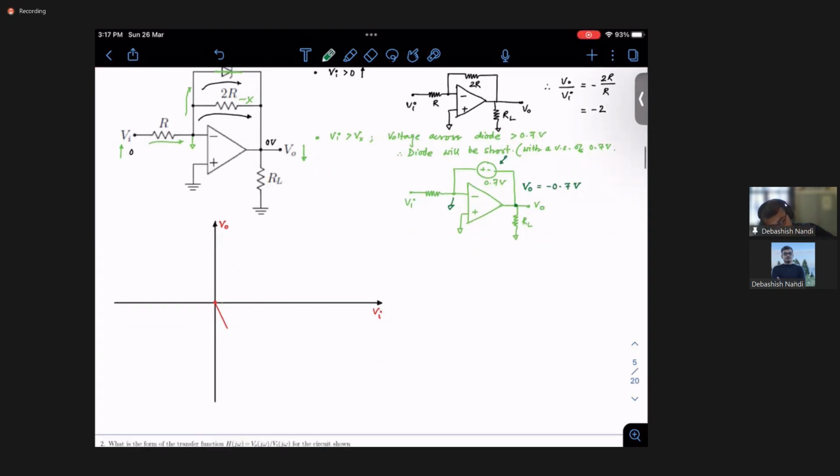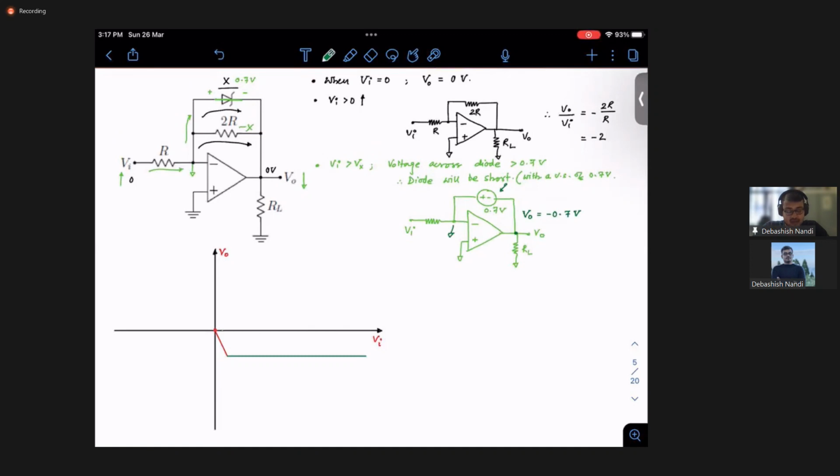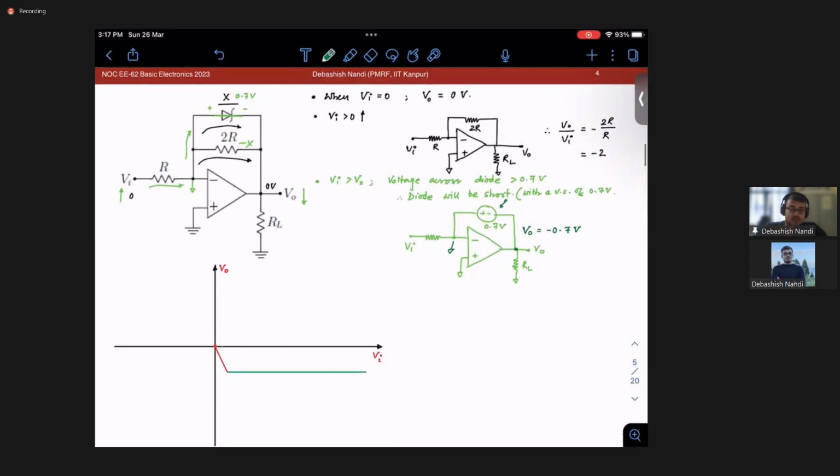So after some time, your V naught will be fixed for a certain amount of Vi. After a certain amount of Vi, your V naught will be fixed at a voltage of minus 0.7 volt, right? I think this much is clear. So now let us move to the other side.